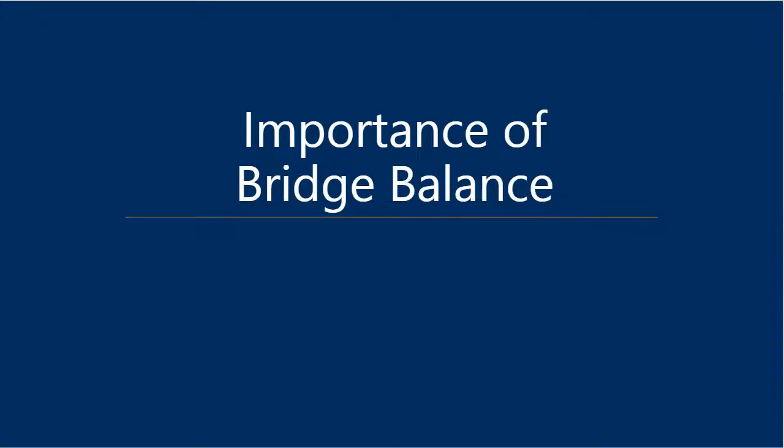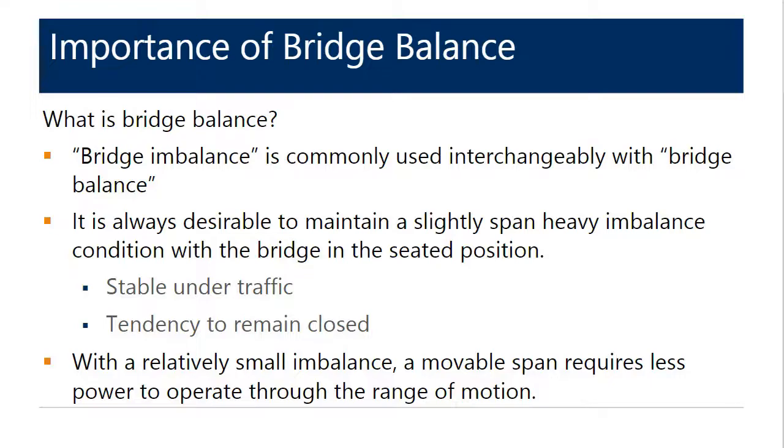Whether you're dealing with a bascule bridge or a vertical lift, the balance of the bridge is an important consideration. Now, the term imbalance is commonly used interchangeably with bridge balance. Simply put, an imbalance exists when there's a difference between the weight of a span and the weight of a counterweight. It's always desirable to maintain a slightly span-heavy balance condition with a movable bridge in the seated position.